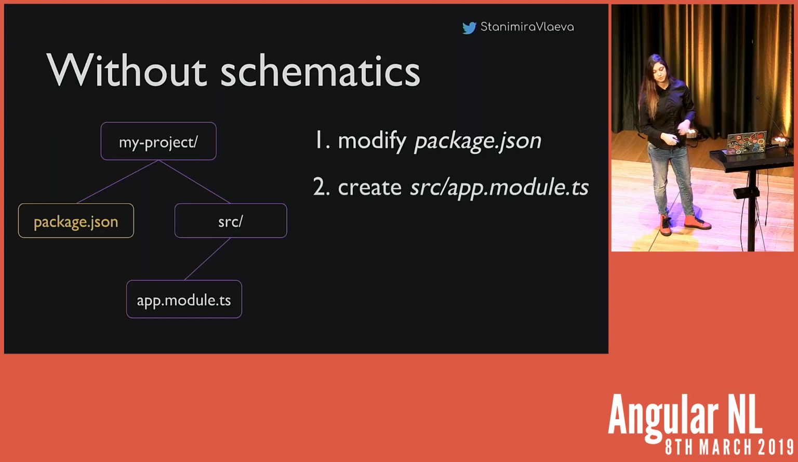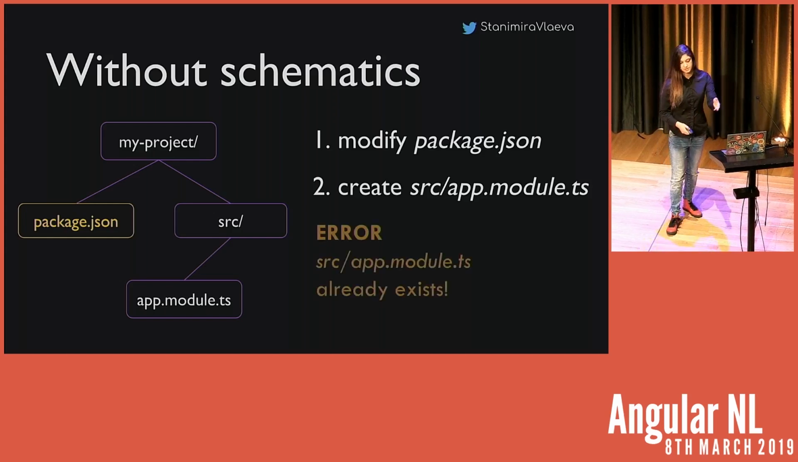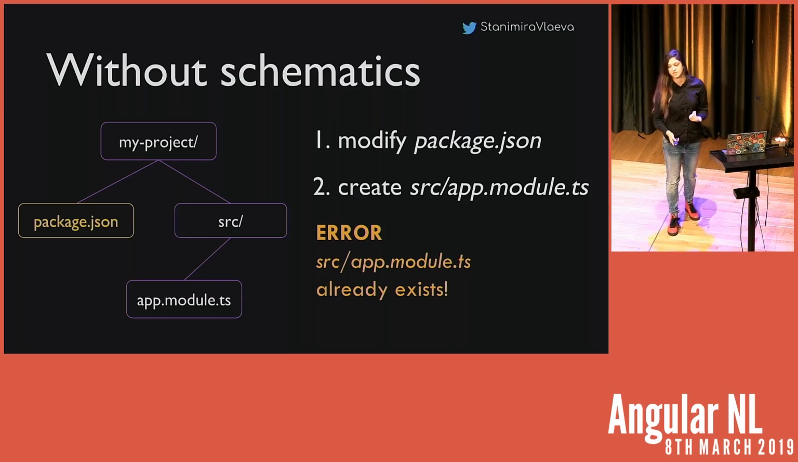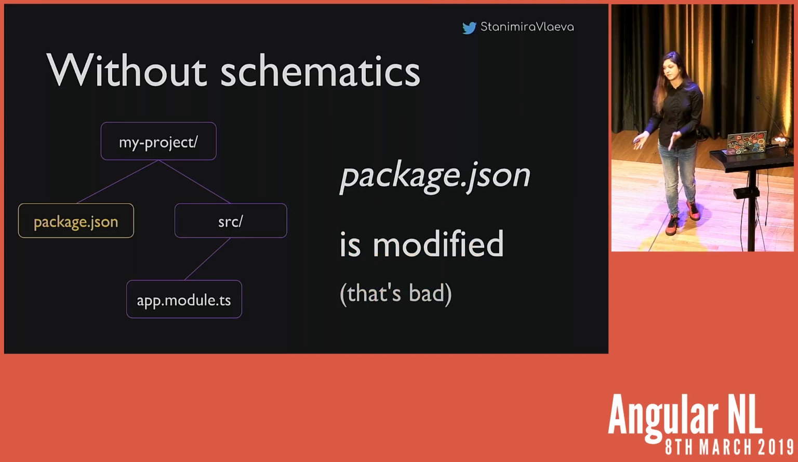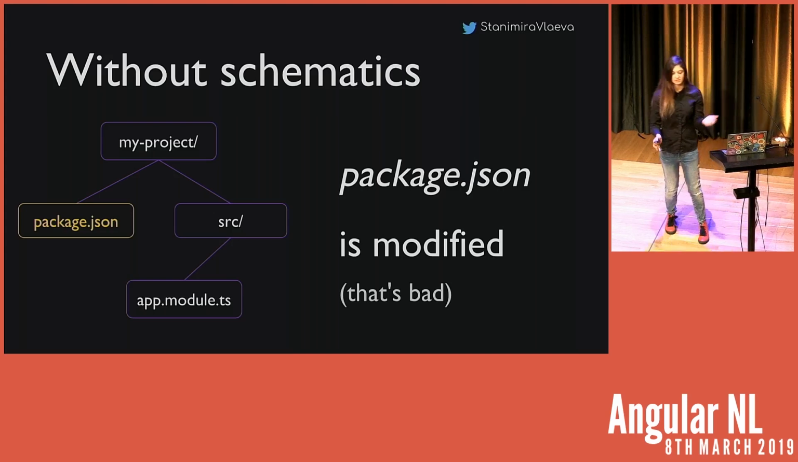Then we decide to do another change as part of that setup. For example, we want to create a file in the source folder called app.module.ts. And as you can see here, we will get an error because that file already exists. But what happened to the package.json? Well, it is modified. So kind of half of our setup worked, but not all of it.